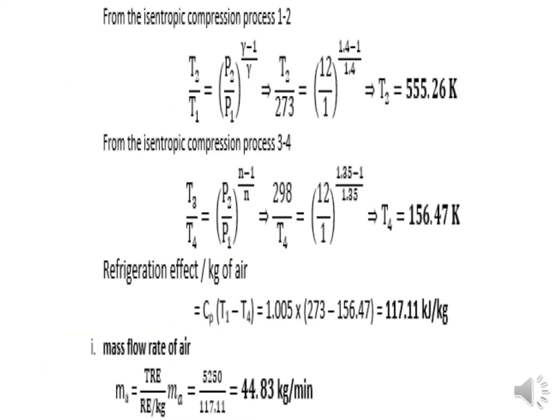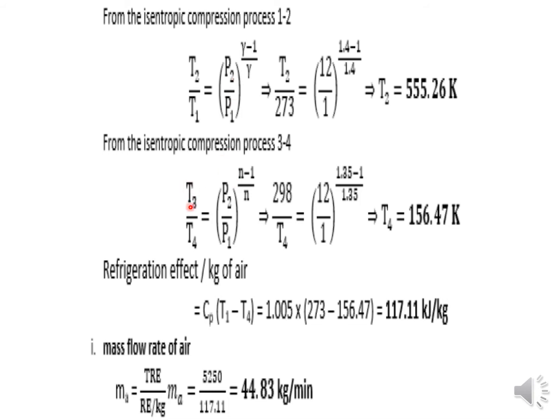Next. So isentropic compression process, see here I already said it. Isentropic compression process 1 to 2. So to find out T2, because T1 is given, P2 and P1 are given, you have to use 1.4. Here you will get T2 as 555.26. But while calculating 3 to 4, again I am repeating, here it is gamma, here it is n, and n is equal to 1.35, while gamma is 1.4, always fixed.